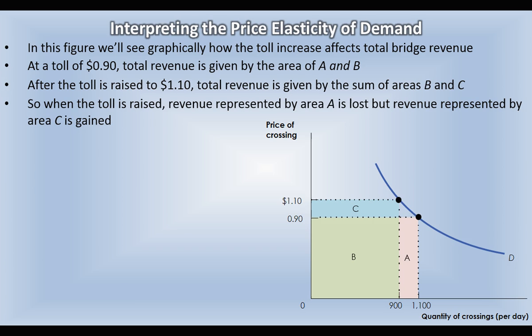So when the toll is raised, revenue is going to increase in one way. Revenue represented by area A will be lost. You're going to lose this amount of revenue. These were the 200 people that are no longer willing to buy at the higher price, times the 90 cents they were paying. So that revenue is gone. And then the city is going to earn extra revenue from those people that are still willing to buy and are now willing to pay an extra 20 cents per toll. So there's going to be 900 people times 20 cents. Area C represents the increase in revenue from the increase in the price.